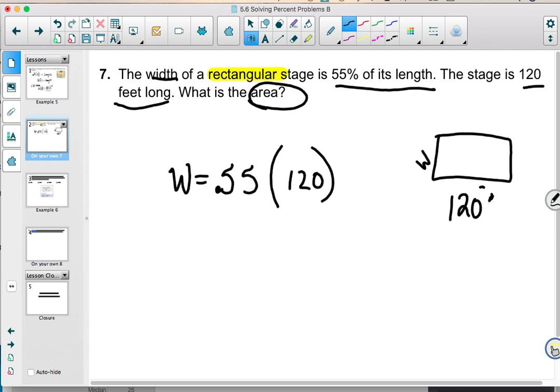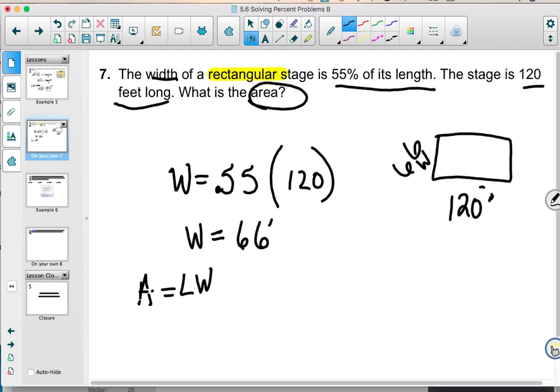Uh-huh. Okay, so what is the width of the stage? W equals what? 66 feet. So now I know this is 66, right? Does it answer the question? Nope, because what did I circle? I need the area, okay? Area equals, now I know that, because I know that formula, length times width.